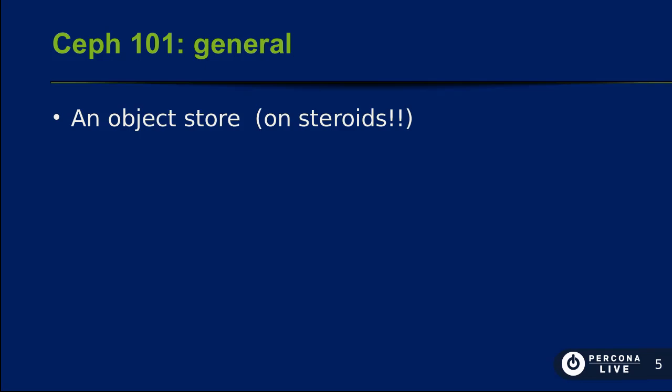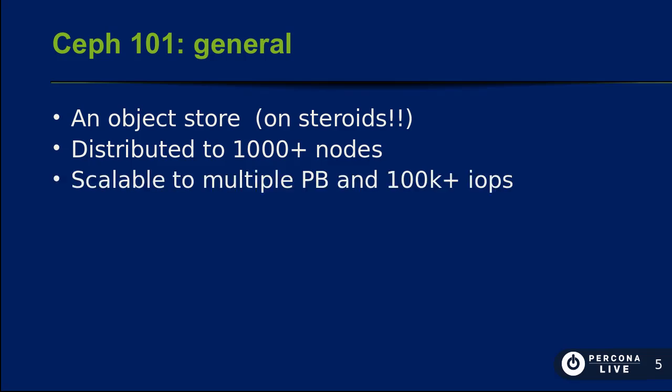So, plan, Ceph intro. Ceph in general. What is Ceph? It's basically an object store, but an object store on steroids. It can do a lot more than a simple object store. It can be distributed. There are setups using thousands of nodes in large petabyte scale with 100,000 IOPS available. The original design was on spinners to store a lot of big things, but it works fairly well with SSD drives and NVMe devices to provide a large number of IOPS.